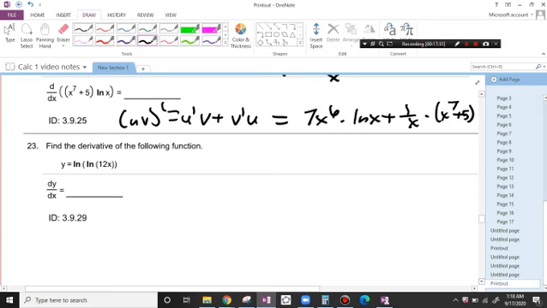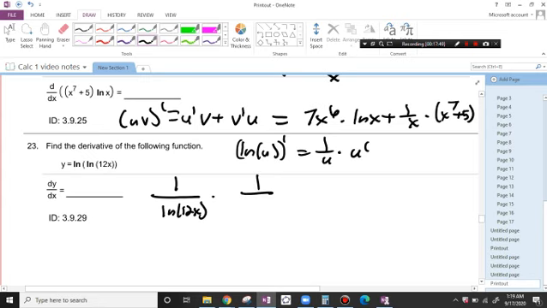Trying to intimidate us, the derivative of the natural log of the natural log of 12x. Again, the derivative of the natural log of u is 1 over u times u prime. So this is going to be 1 over the natural log of 12x times the derivative of the natural log of 12x, which is 1 over 12x times the derivative of 12x, which is 12. The 12's cancel. This is 1 over x times the natural log of 12x in the denominator.